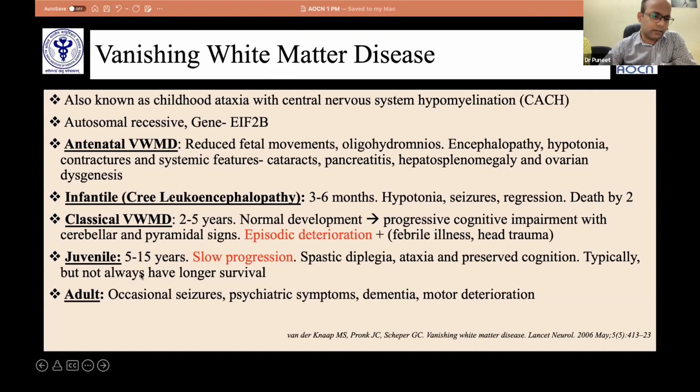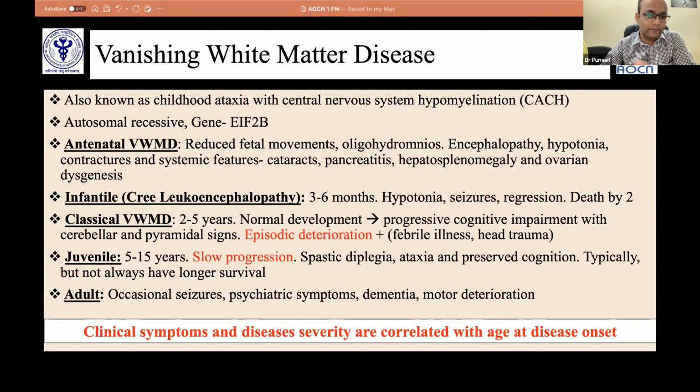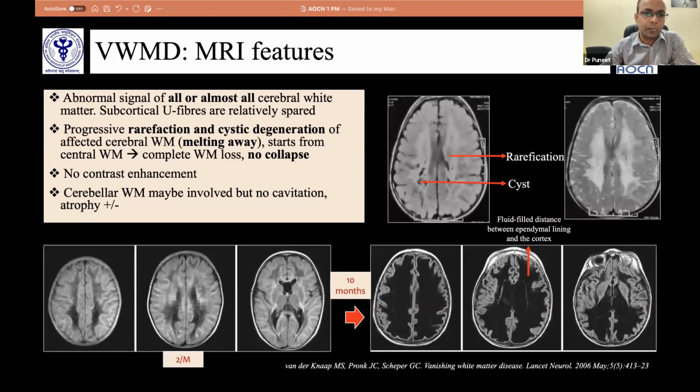Then there is a juvenile variant. It is not very common. It presents between 5 to 15 years of age. They show generally slow progression, but that is not always the rule. They have spastic diplegia, ataxia, and generally the cognition is preserved. Typically they have a longer survival, but some of these juvenile cases can have a very fulminant and progressive course. Then there is the adult form, which presents with seizures. Psychiatric symptoms in the adult onset vanishing white matter disease are common, and motor manifestations might also be there. So we see that the clinical symptoms and the disease severity are correlated with the age at disease onset. The earlier the onset, the more severe the disease.